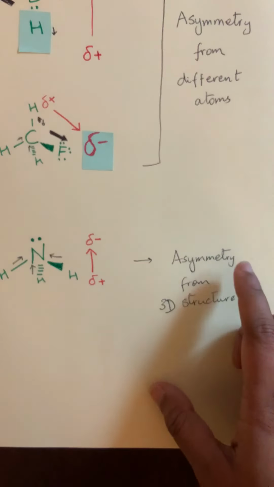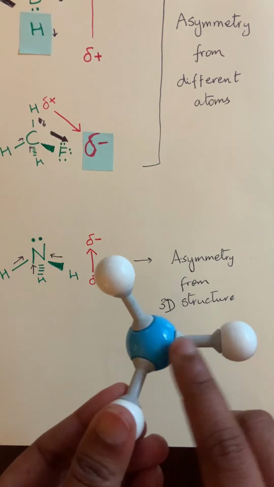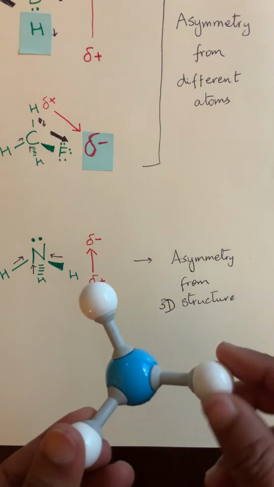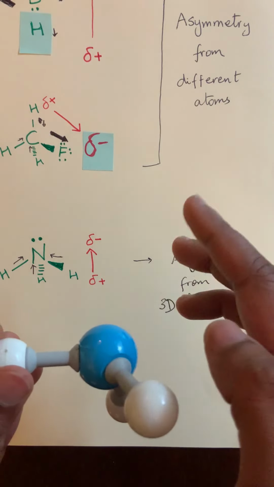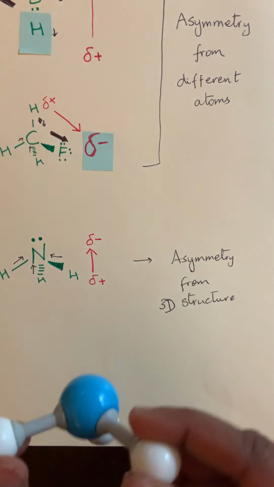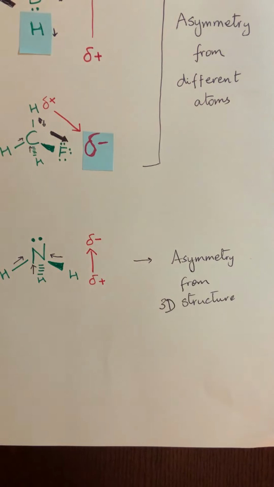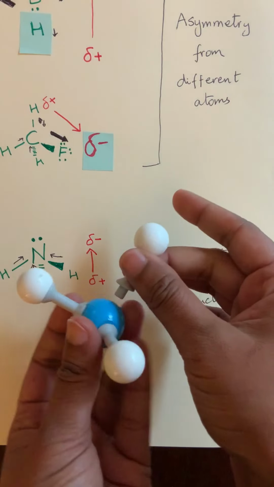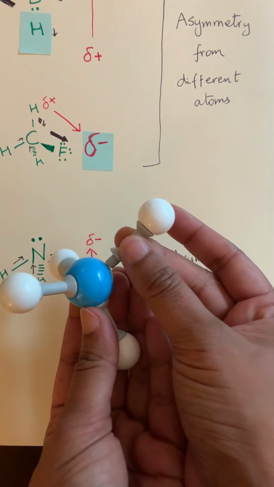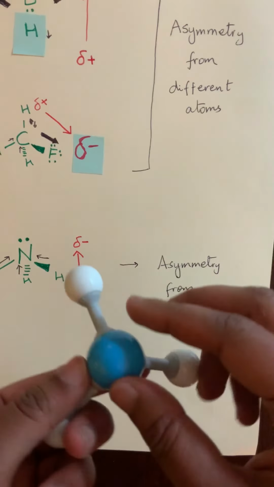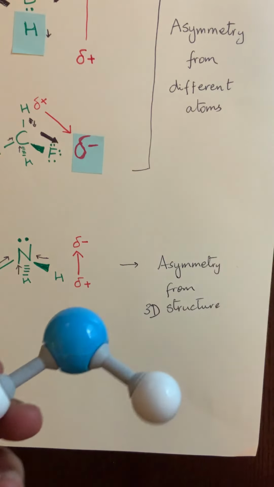So in this case, the asymmetry didn't come from the fact that I have different bonds. It came from the fact that its 3-dimensional structure didn't have anything to balance out here at the top. If I could have had one more thing to balance it out at the top, so hypothetically, if I could have had this, then it would have been a non-polar molecule. But since there was nothing like that over there, this ends up being a polar molecule.